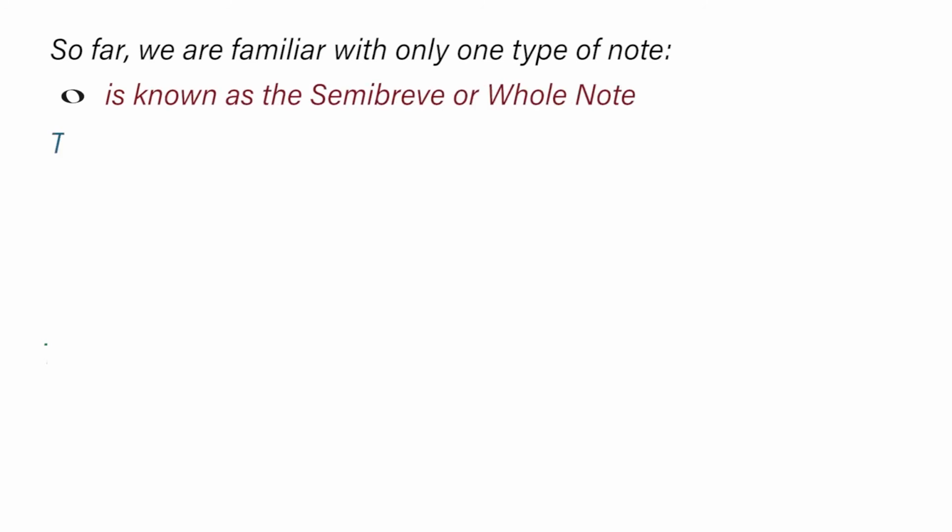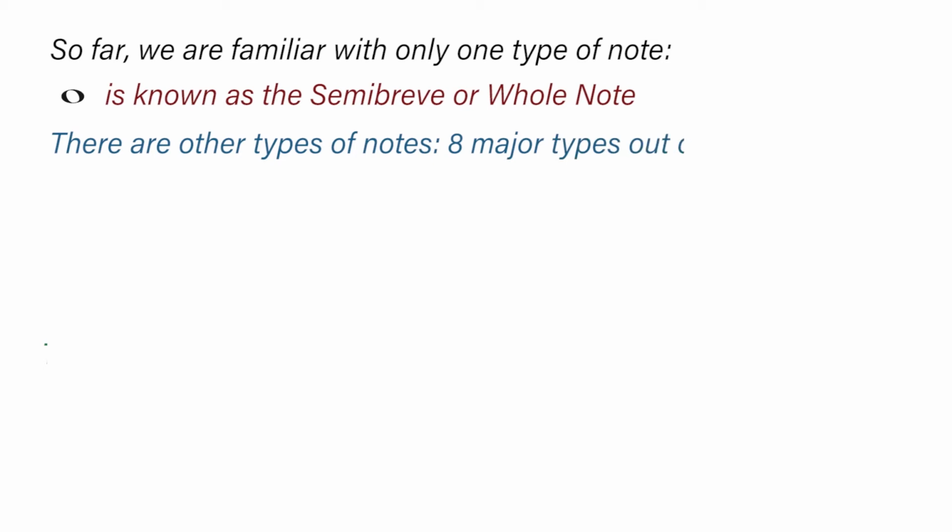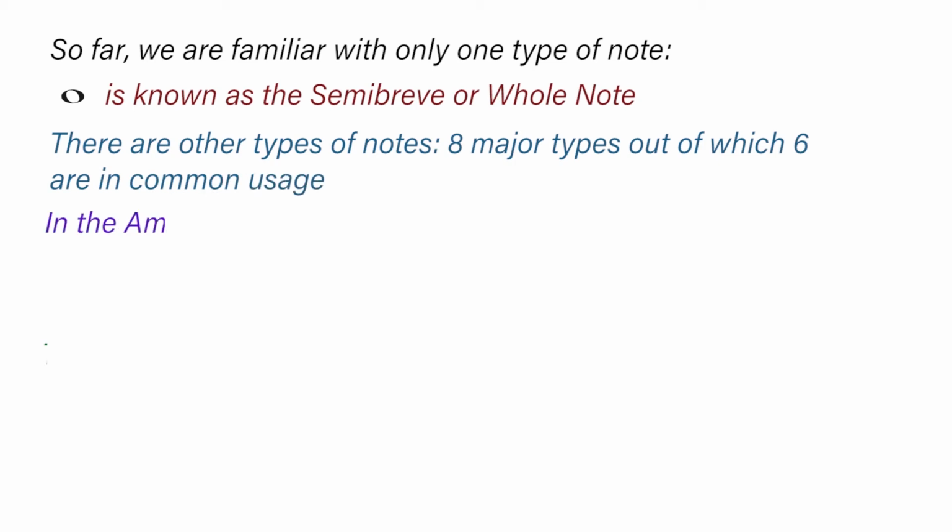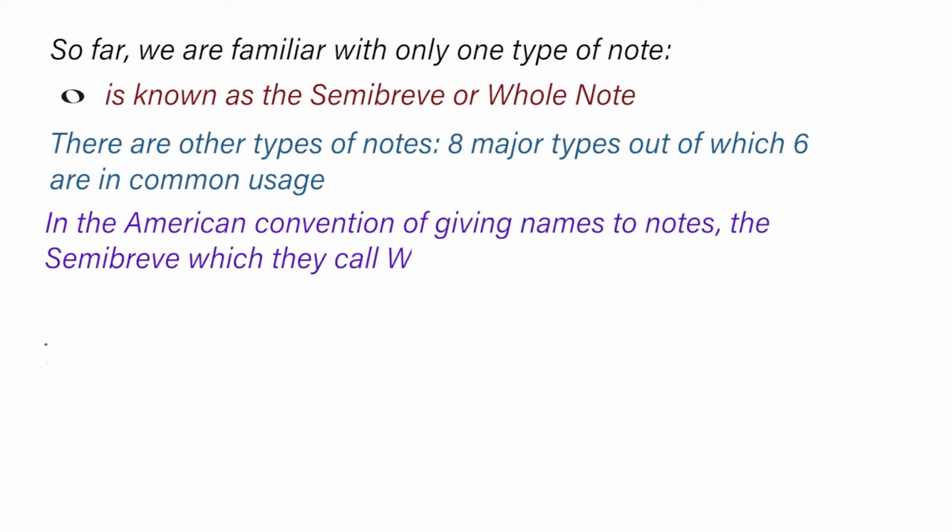Types of notes. So far, we are only familiar with one type of note. This note is called semi-brief or whole note. Other types of notes exist. There are actually 8 major types of notes, out of which 6 are in common usage. Before we start naming them, let's note that the semi-brief or whole note is usually the point of reference.